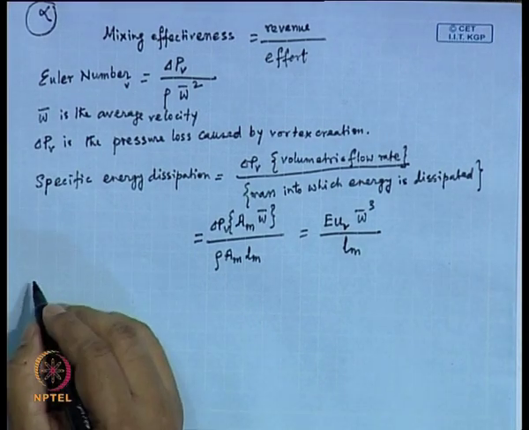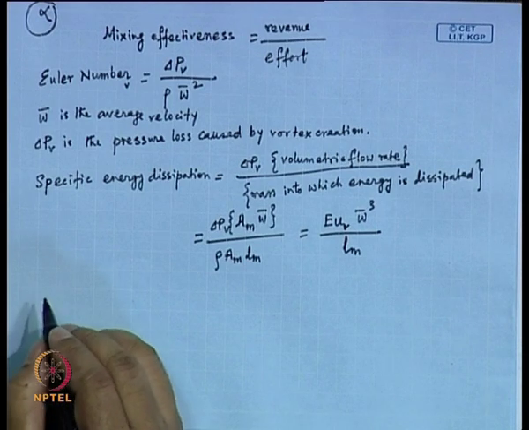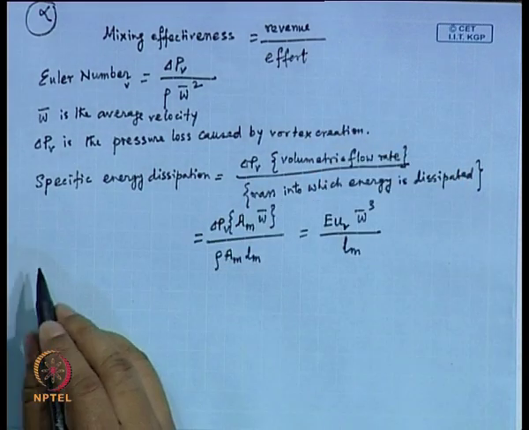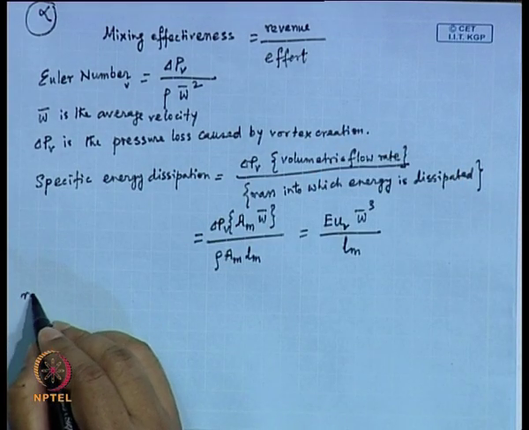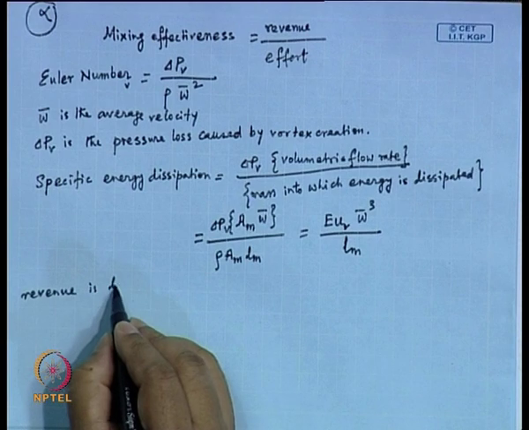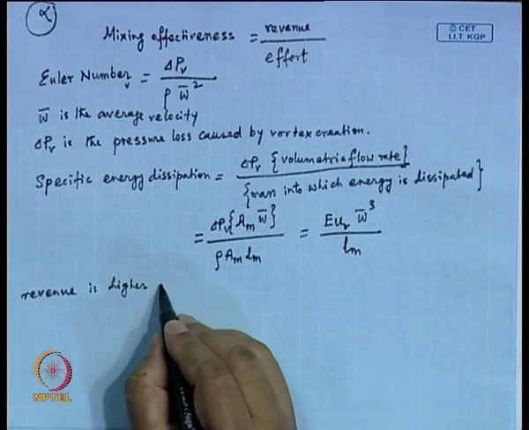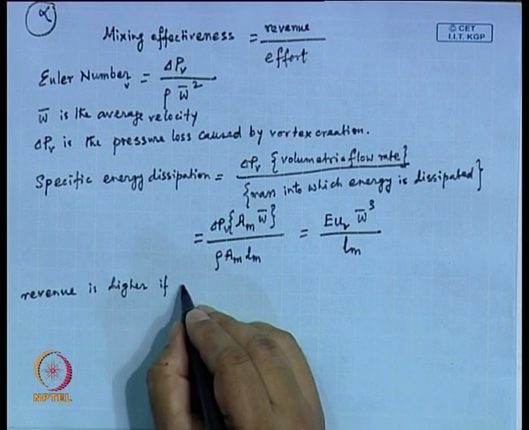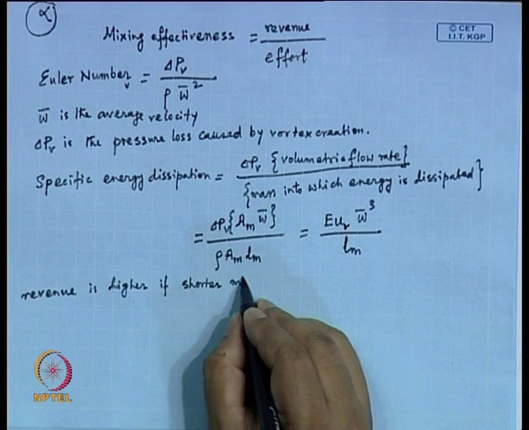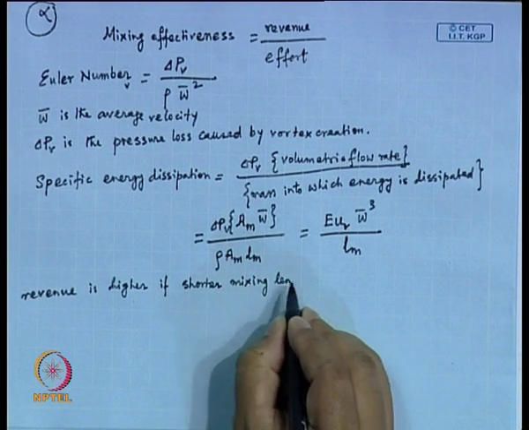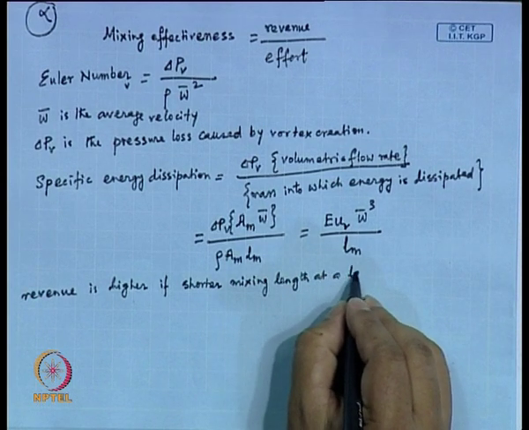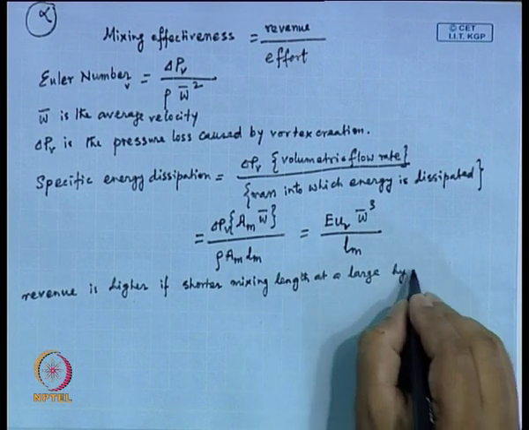Now, if you define the mixing effectiveness as revenue divided by effort, what is the revenue here? We can write that the revenue is higher if there is a shorter mixing length at a large hydraulic diameter.